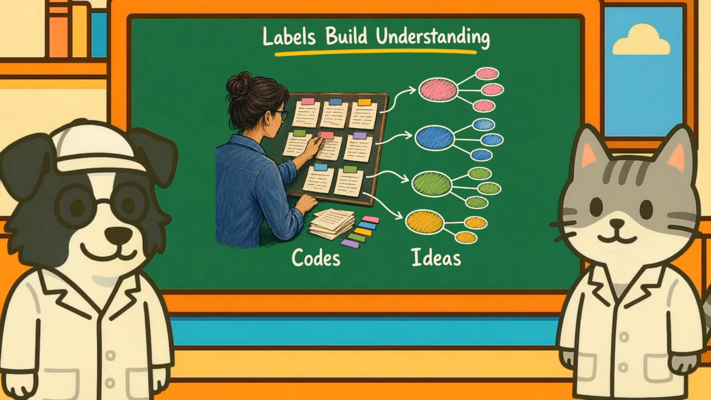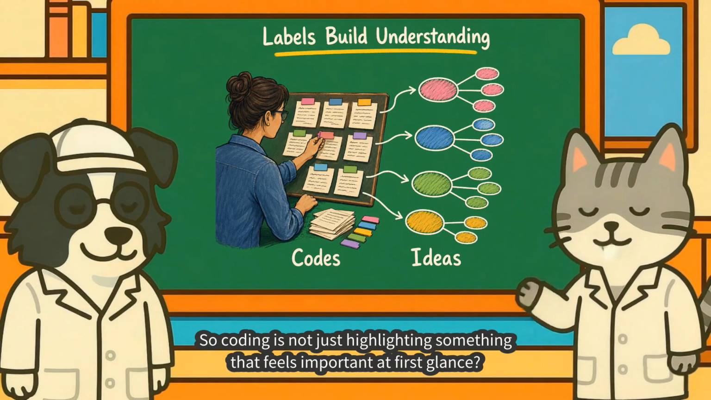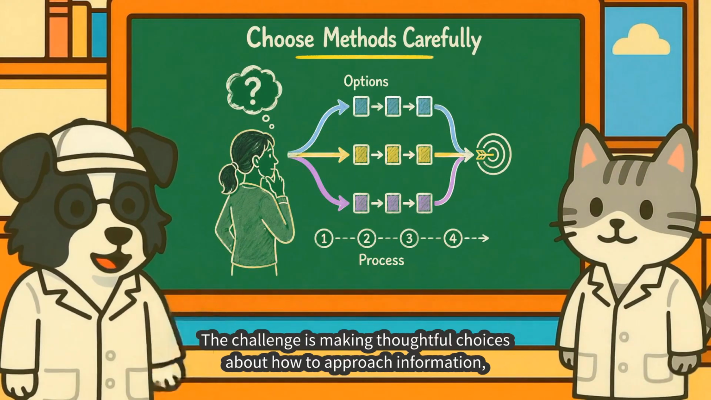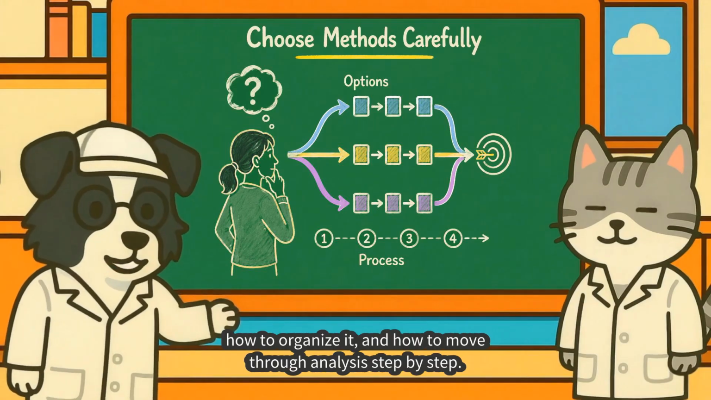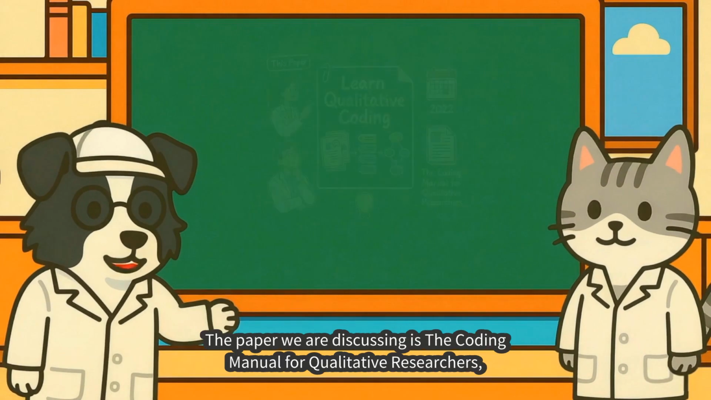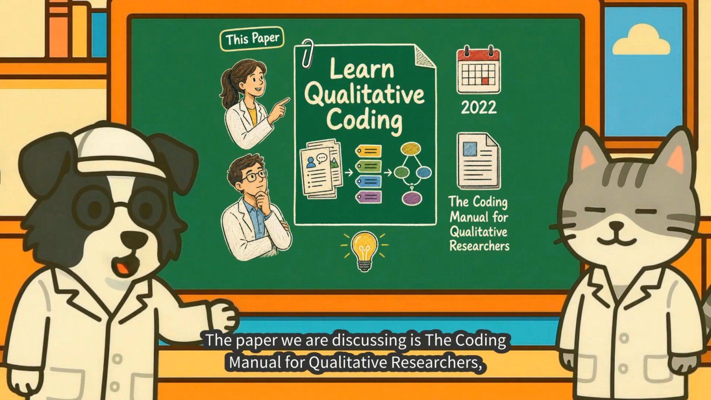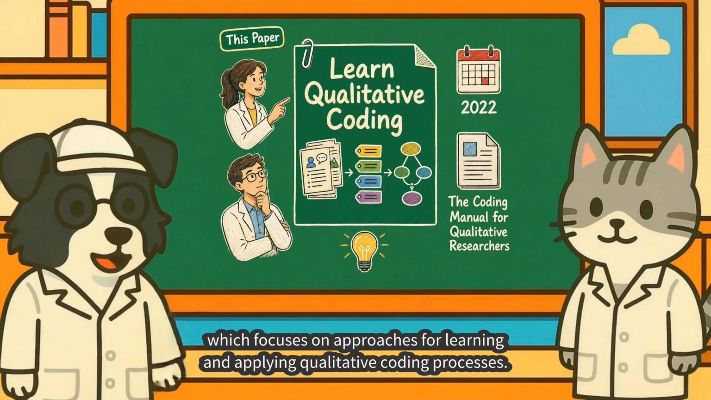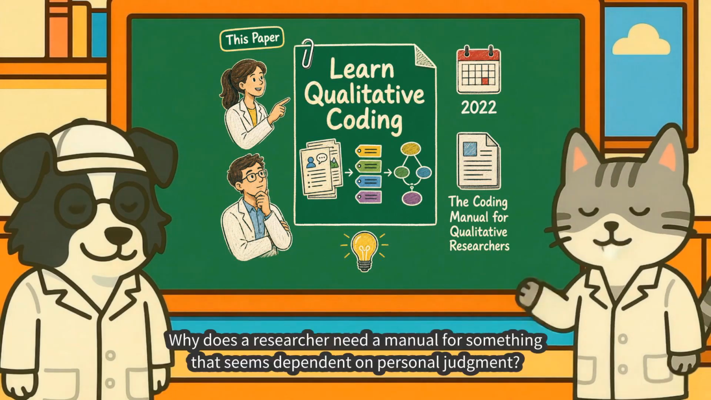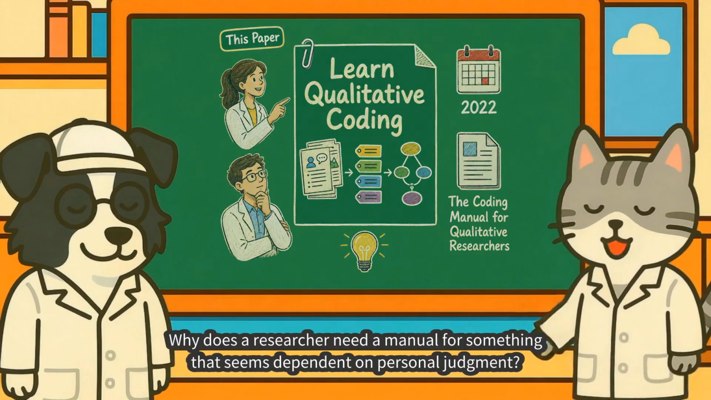So, coding is not just highlighting something that feels important at first glance? Right. The challenge is making thoughtful choices about how to approach information, how to organize it, and how to move through analysis step by step. The paper we are discussing is The Coding Manual for Qualitative Researchers, which focuses on approaches for learning and applying qualitative coding processes. Why does a researcher need a manual for something that seems dependent on personal judgment?